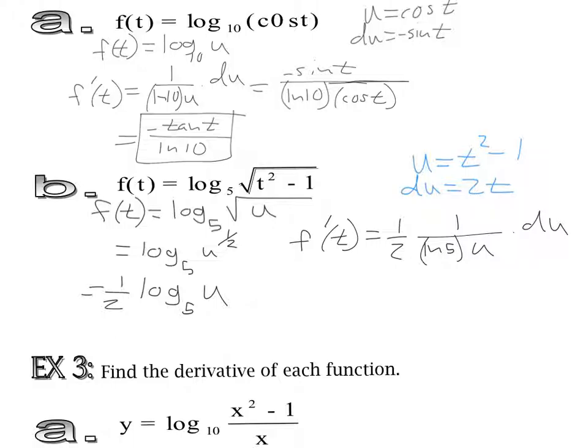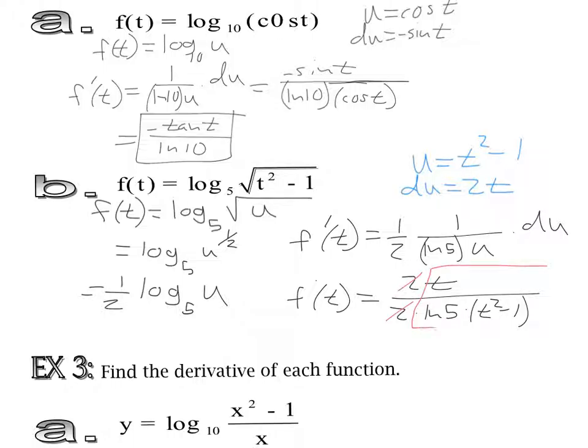So if we plug in our u's and du's, we get du is simply 2t. On the bottom, again, I have 2 times the natural log of 5 times my u, which is really t squared minus 1. And, of course, we could cancel out these t's, and that's pretty much all we can do for that derivative. So, there we go. Let's go on to the next one.